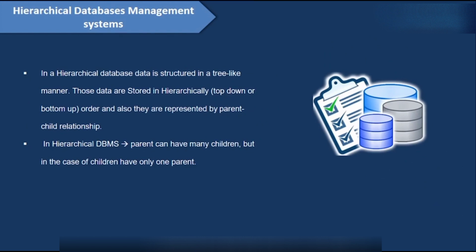So it is when your data is structured in a tree-like manner, right? At that time you can say your database is a hierarchical database. Those data are stored hierarchically, in top-down or bottom-up order, and they are represented by parent-child relationships. In a hierarchical DBMS, or database management system, a parent can have many children, but a child has only one parent. So you need to understand these concepts to implement this type of database management system.